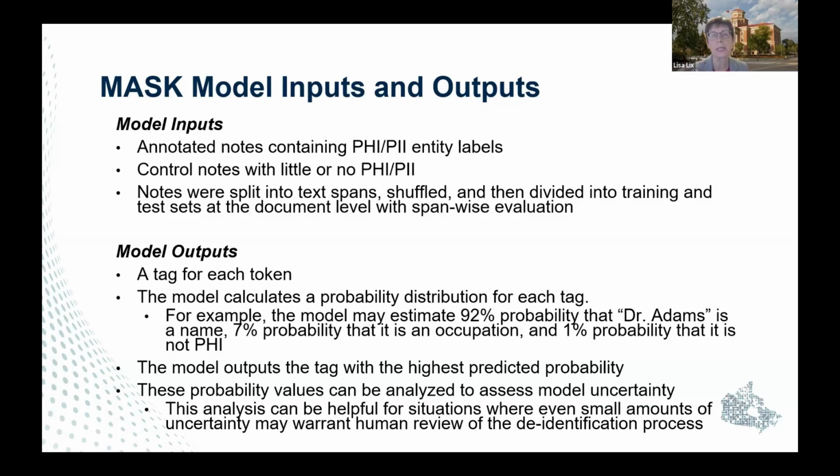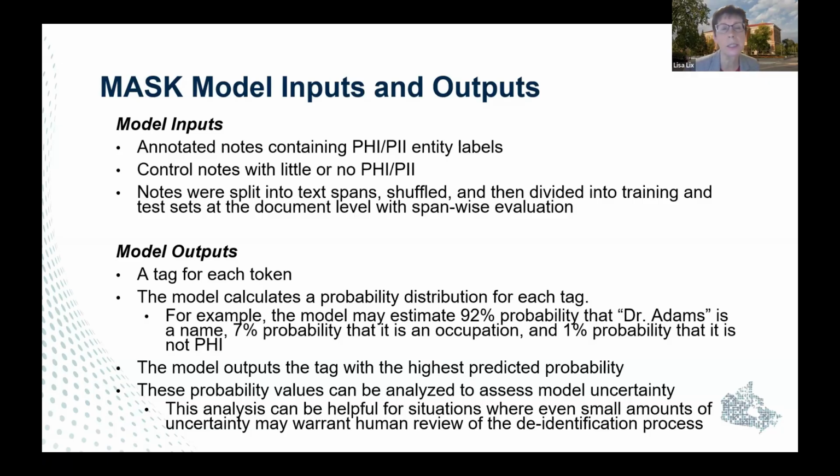And if we think about what we're getting, it's not that something is a particular thing, it's a name, for example, but we've got a probability that, for example, Dr. Adams is a name, and it might have a 92% probability that it is a name, a 7% probability that it's an occupation, and maybe a 1% probability that it's not some kind of personal health information. And so we can label what that tag actually is with the highest predicted probabilities.